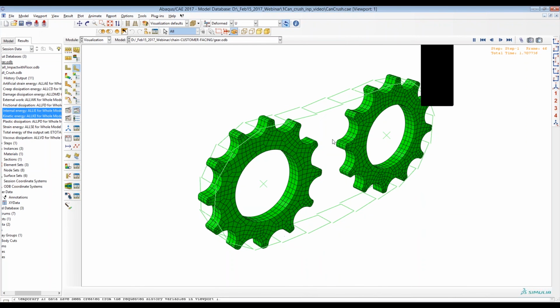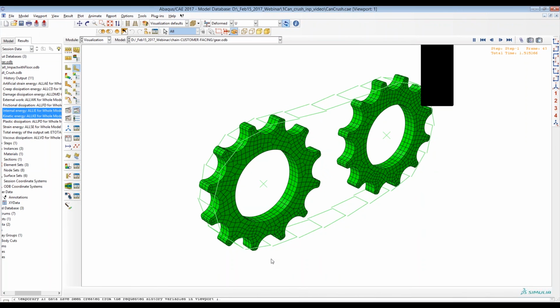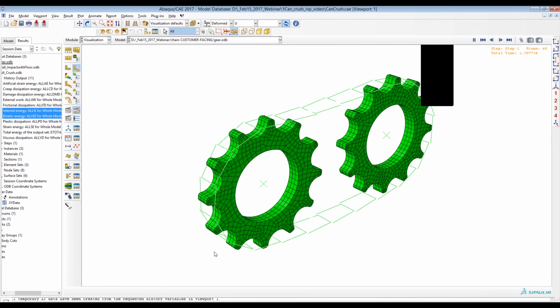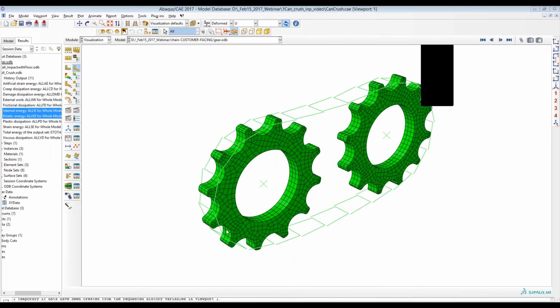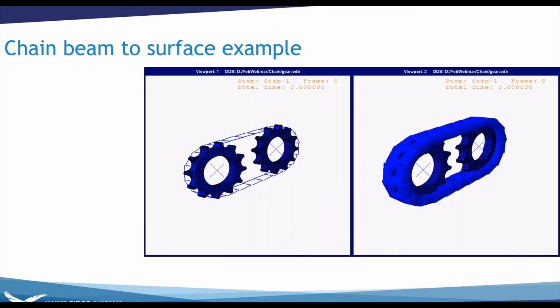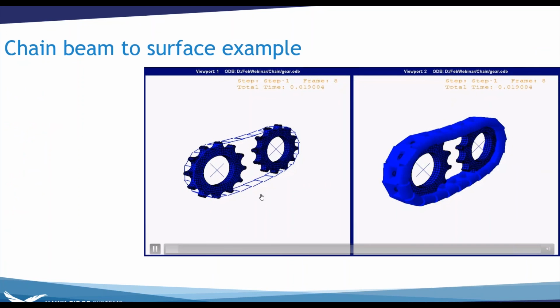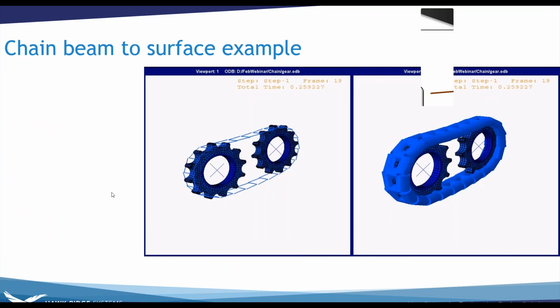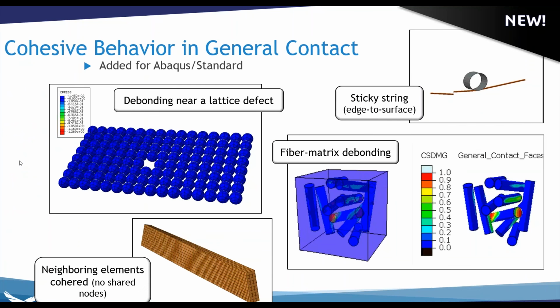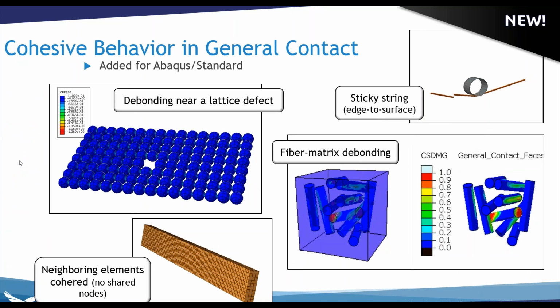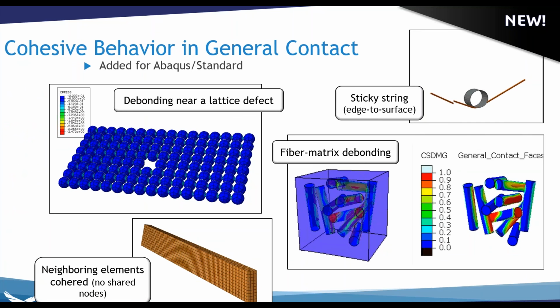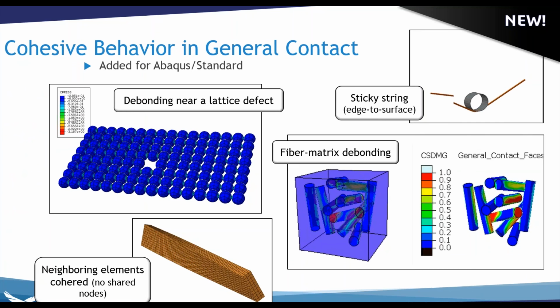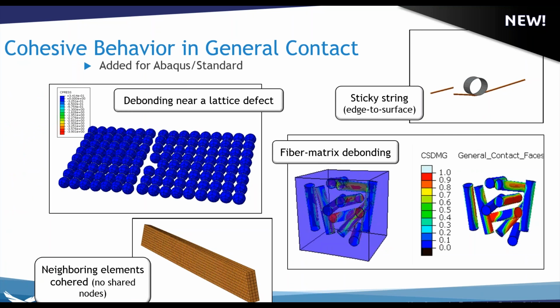And the last piece of this that I wanted to touch on was we have some new control around cohesive behavior in general contact. So what that means is that we can have a general contact model where we have certain elements with damage parameters, whether it's stress or energy. So that allows you to do things like have some parts stick to each other and not others.